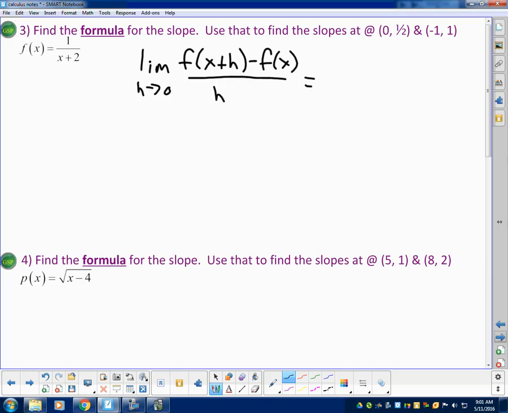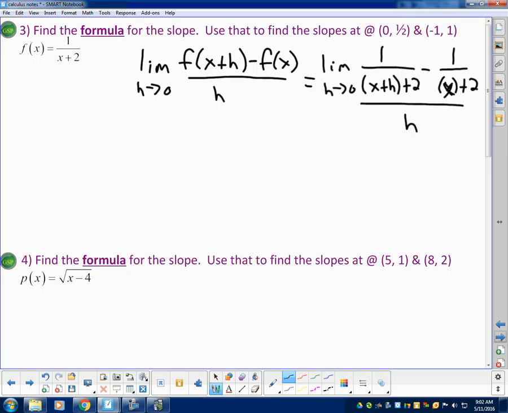Okay? F of x plus h. So I'm going to plug in x plus h everywhere I see an x in this function right here. So this is going to create a messy complex fraction. We always love this in algebra or in calculus. This is a fun one. The next two are fun ones here. So limit as h approaches 0 of 1 over, in place of x plus 2, I'm going to put x plus h plus 2, and then minus 1 over x plus 2. So here's what I'm doing, all over h.